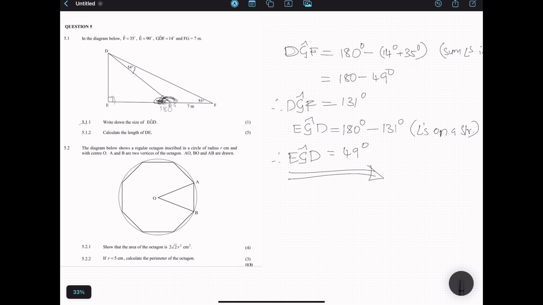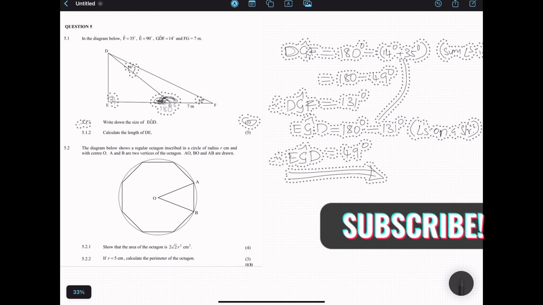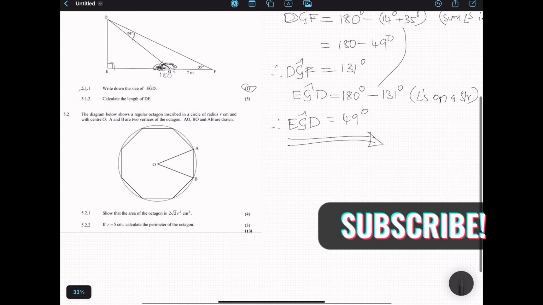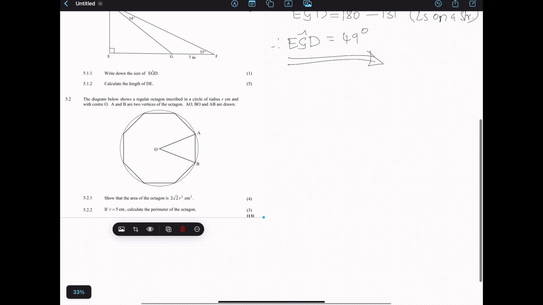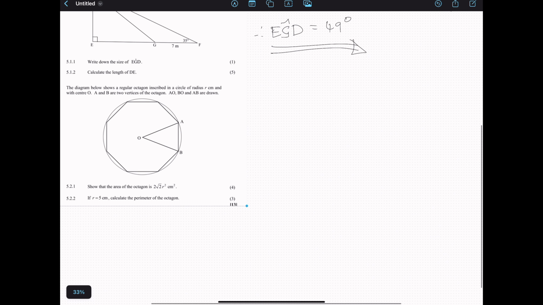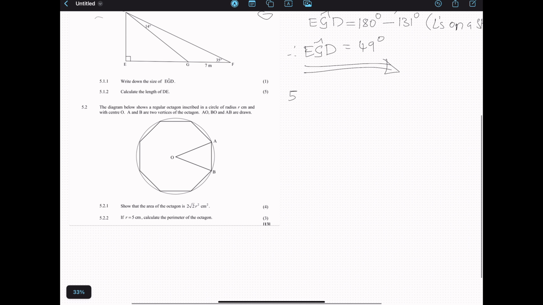I don't know why they gave it 1 mark, but probably because you can just add these two, get 49, and that is your answer. If it's given 1 mark, you don't even have to write all these steps. But if it's not given 1 mark, then you can go on and solve it like this, the way I did here. So let's move on to 5.1.2.